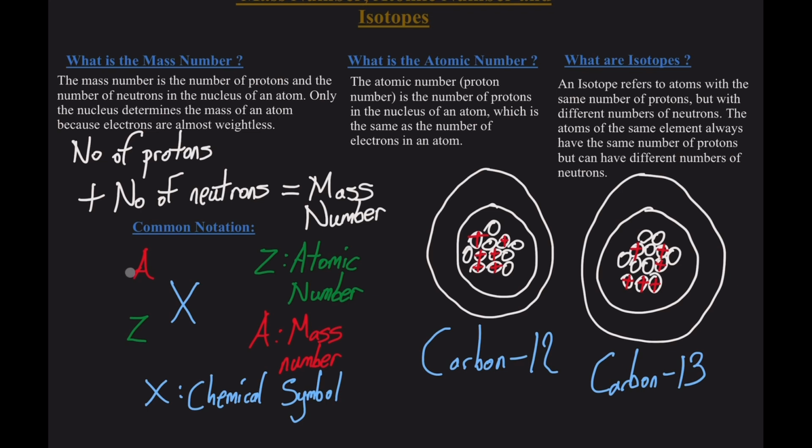And we're also given the mass number A, which is the number of protons plus the number of neutrons. So if we wanted to find the number of neutrons, it would equal the mass number minus the number of protons. In other words, the number of neutrons would be equal to A minus Z. So that's how we would obtain the number of neutrons. So now let's look at some summary questions.